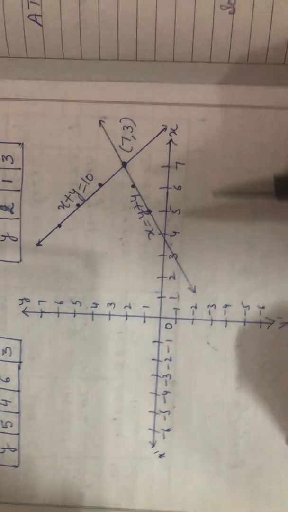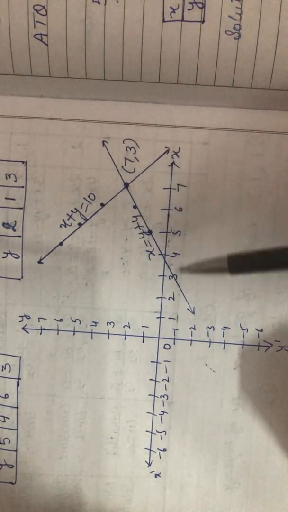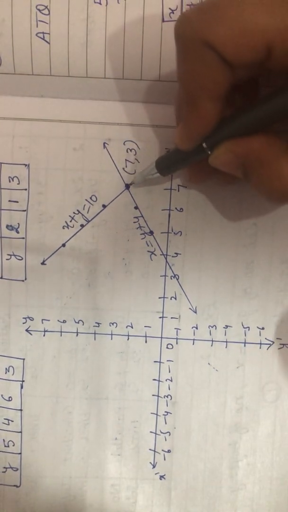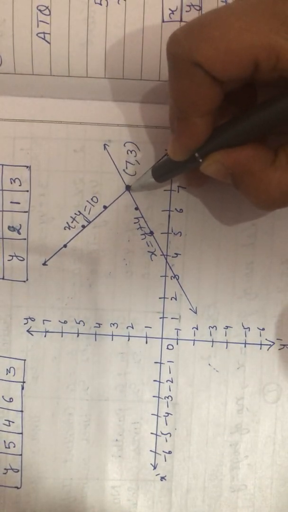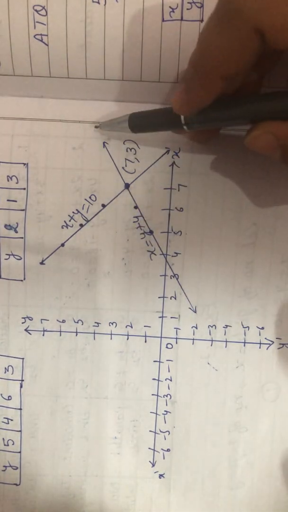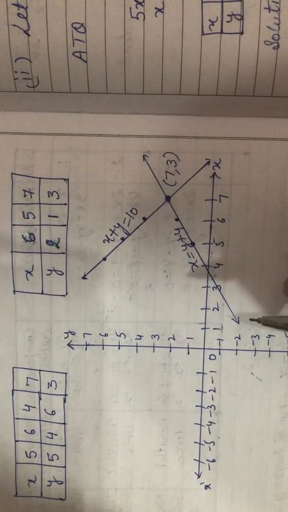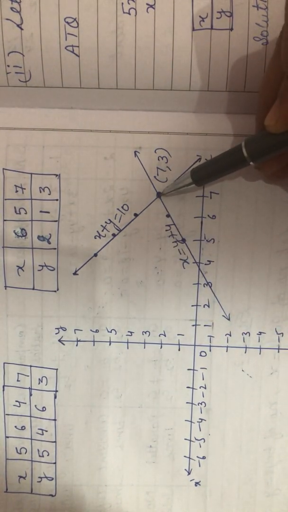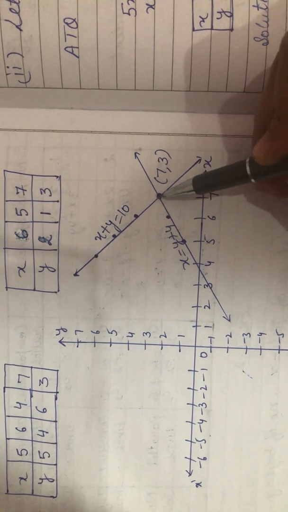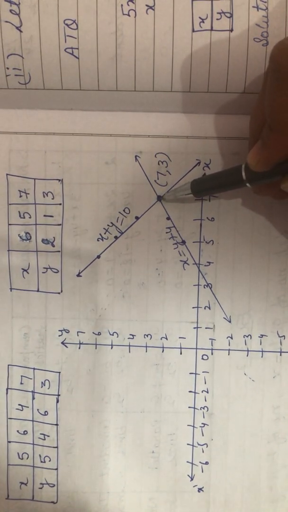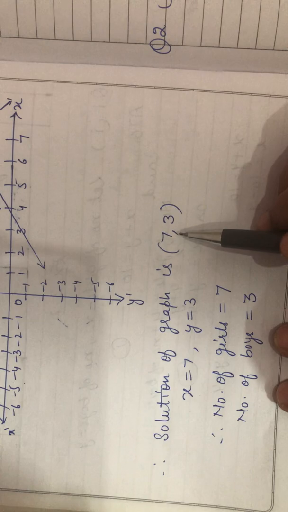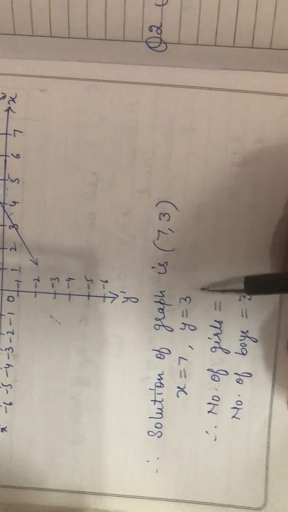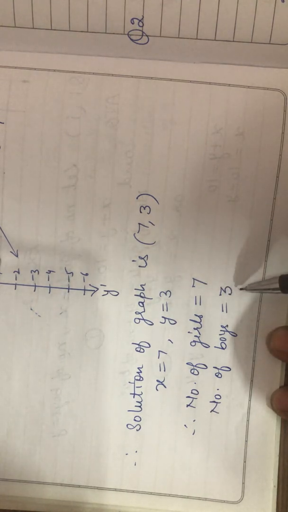And after drawing the graph, you can see this is the graph of the first equation and this is the graph of the second equation. Now both graphs will intersect at one point. The graph is in the form of intersecting lines, and they are intersecting at one common point, that is 7, 3. So this is the solution, right? The solution of the graph is 7, 3. 7, 3 means x is 7 and y is 3. So it means the number of girls is 7 and the number of boys is 3.